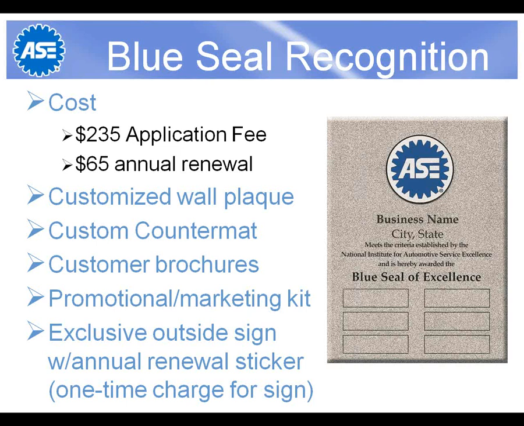So what do you receive when you qualify as a Blue Seal shop? Well, the first thing you get is a customized wall plaque, and here's an example of it you'll see on the right. It has your business name, city, and state, and those little rectangles you see at the bottom are for date plates. We send you a date plate every year so you can not only show that you are currently qualified, but also display in increments of 6 the number of years that you've been qualified as an ASE Blue Seal shop.